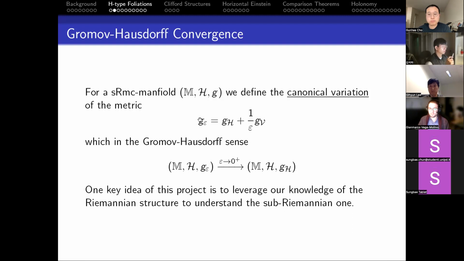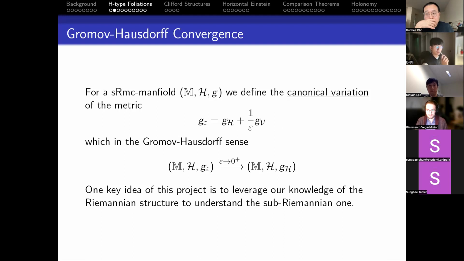So as you let epsilon get smaller, curves that move in vertical directions get longer and longer, approaching infinite length, or we say infinite cost. So it's expected that as epsilon goes to 0, in some sense, this structure begins to look like the sub-Riemannian structure. And it's been well known for a very long time that that's true in the Gromov-Hausdorff sense. That is, the topology of this space approaches the topology of this space in a concrete way.